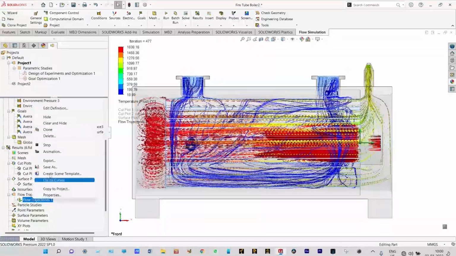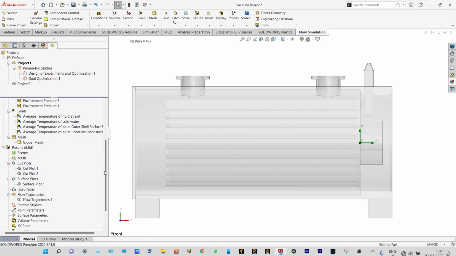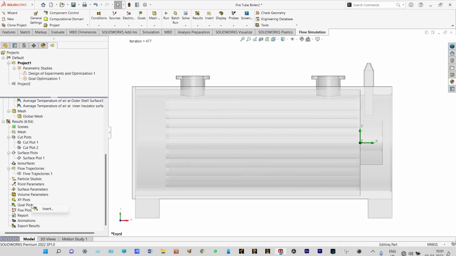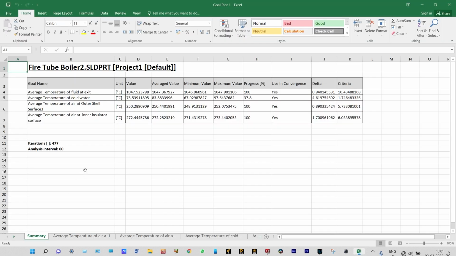Let us clear it. Clear and hide. Next to that, we want to see our goal plots. Insert goal plots, and we want to see all the goals, and all the goals can be transferred to Excel. For better understanding, we can transfer all these results to Excel. These are the results data.